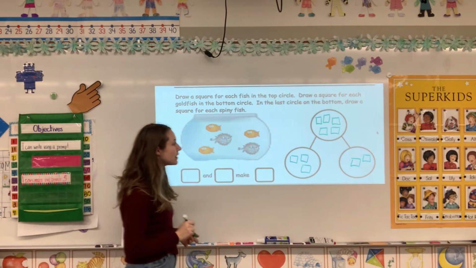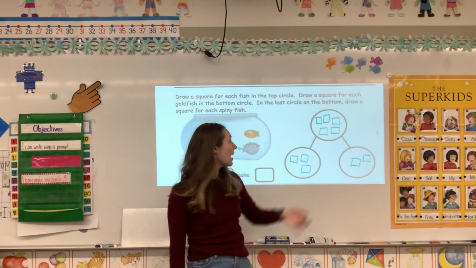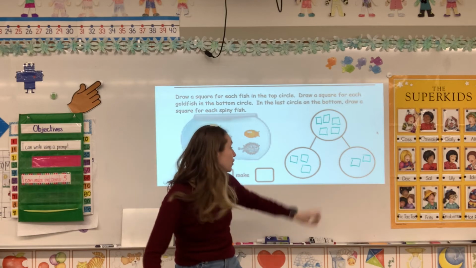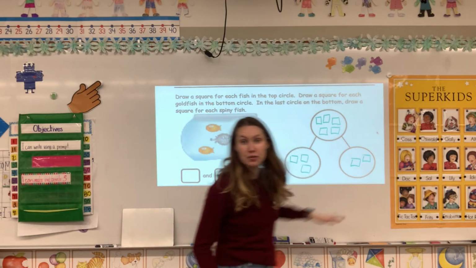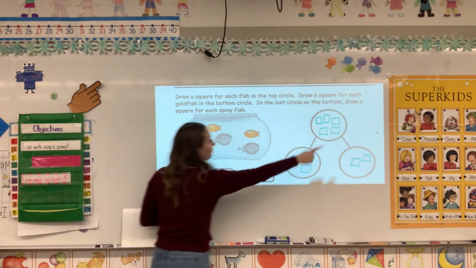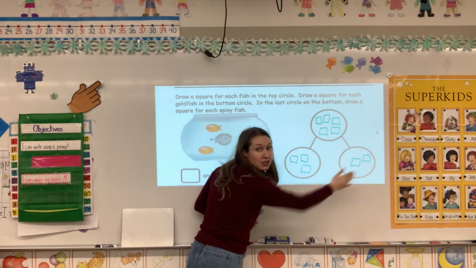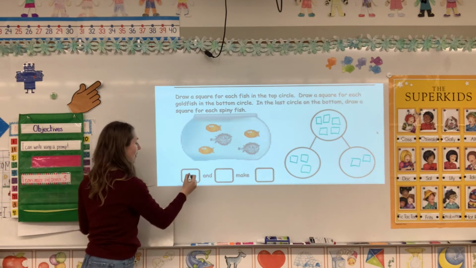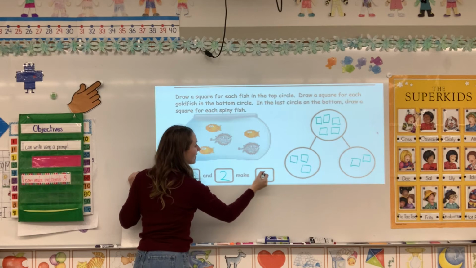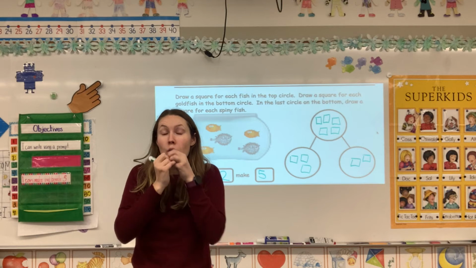Okay, let's look at what we did here. First, we started with looking at how many fish there were all together, and we noticed that there were 5. Then we broke that group apart into 3 and 2. So let's think about what our number sentence would be for that. We had 5 altogether, that's what we made, and we used a group of 3 and 2 to make it. So we can say that 3 and 2 make 5.